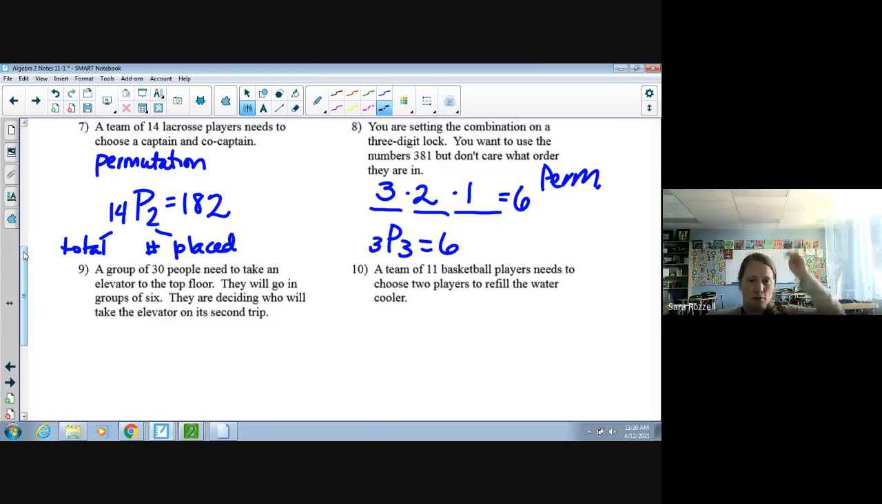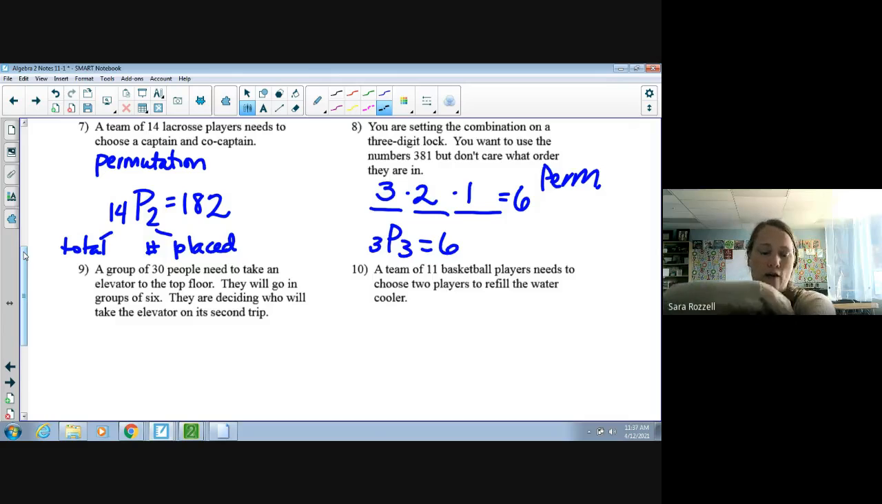Okay, number 9, we have 30 people to go on the elevator. They're going to be going in groups of 6. So you're just taking a group of 6 people and putting them on an elevator. Does it matter who gets on that elevator of that group of 6, first, second, third, or are they all just going to be traveling together? Okay, so do we need a P or a C? A C, right. A permutation, you're putting in a specific order. A combination, we're just taking a group of folks and they're just all coming together, okay?